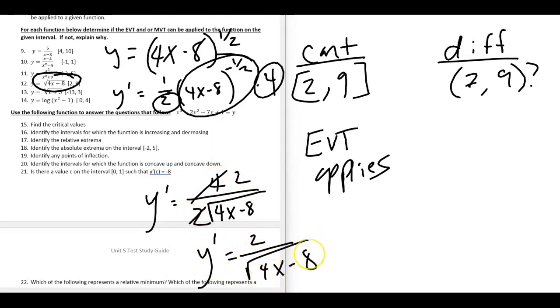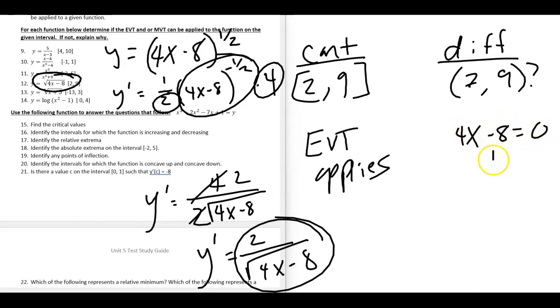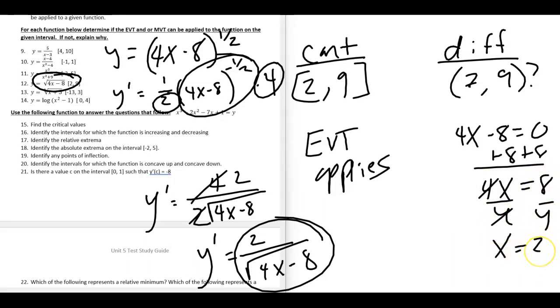So now, when you take the derivative of a radical function, it becomes kind of like a radical and a rational function because now it's got a denominator, right? And as you guys know, with rational functions, the denominator can't equal 0. So if I set this equal to 0 and solve, I'm going to find a discontinuity. And it turns out it is at 2. Now, question, is that okay? Because it's at the endpoint.